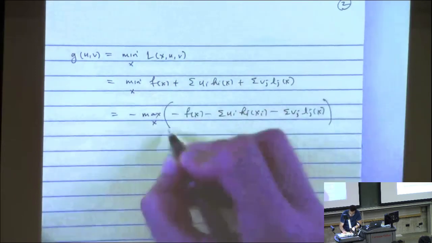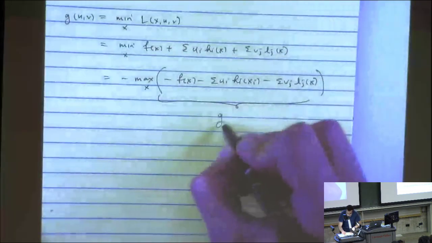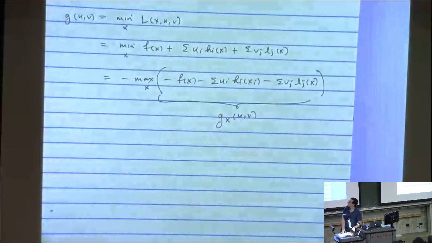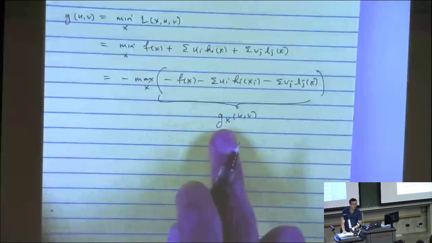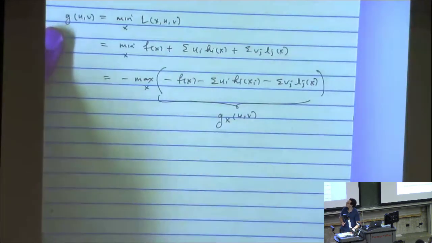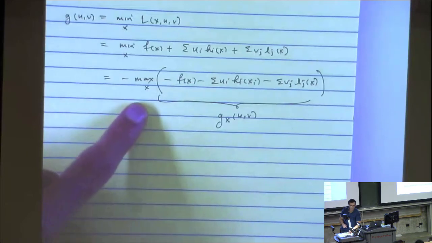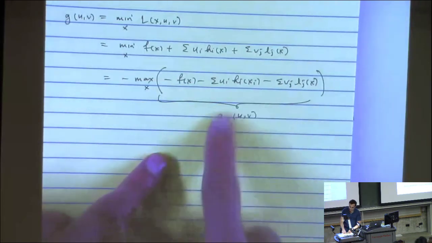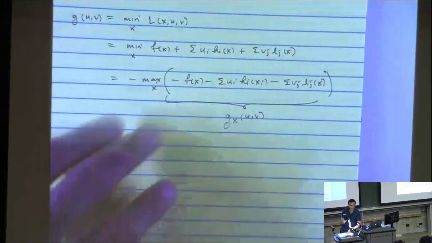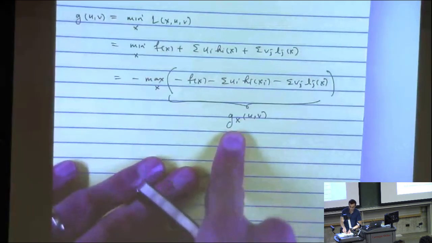Let's look at this thing. I'll call it g sub x of uv. So think of this thing for fixed x as a function of uv only. And you can see the Lagrange dual function g of uv is just minus the max over x of these functions g sub x of uv. So in other words, for each fixed u and v, it is the maximum over all x.